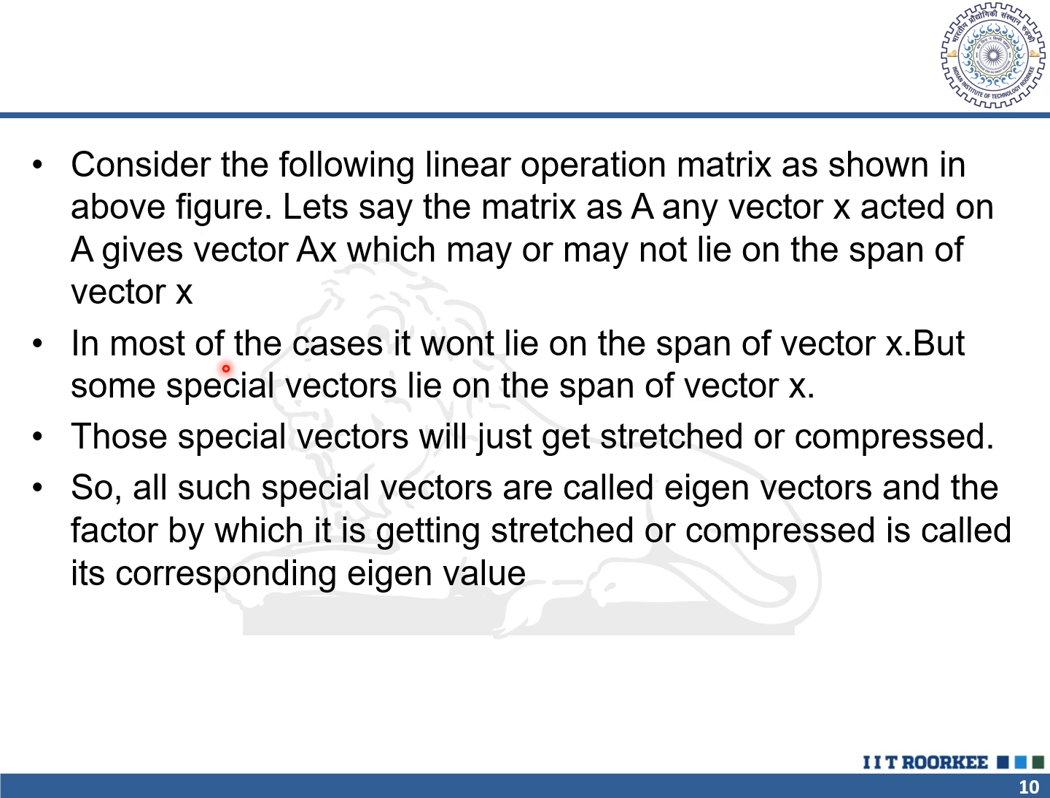In most cases, it won't lie in the span of vector x after the linear transformation, but some special vectors do lie on the span of vector x. These special vectors will just get stretched or compressed in the direction of the span of vector x. All such special vectors are called eigenvectors, and the factor by which it's getting stretched or compressed is called its corresponding eigenvalue.